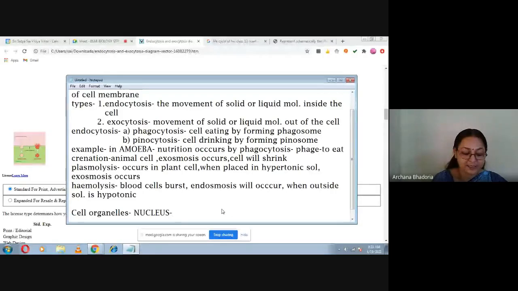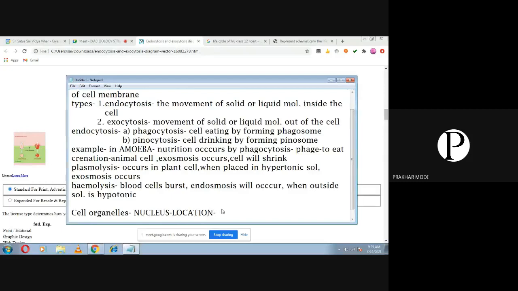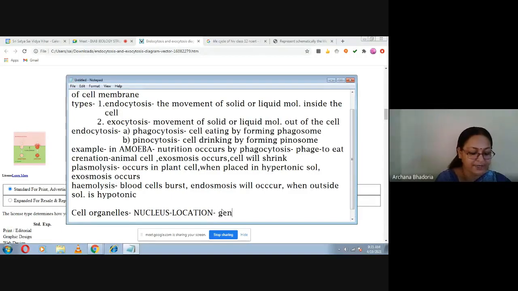So nucleus, now what is the location of the nucleus? Can anyone tell? Ma'am, in the cell, in the center of the cell. So write down, generally present. We have to add generally, children.